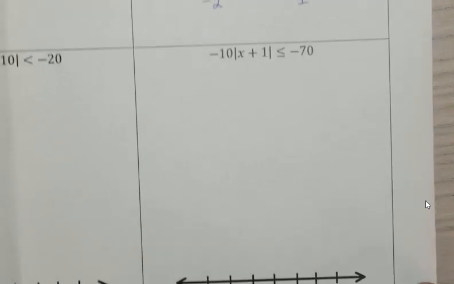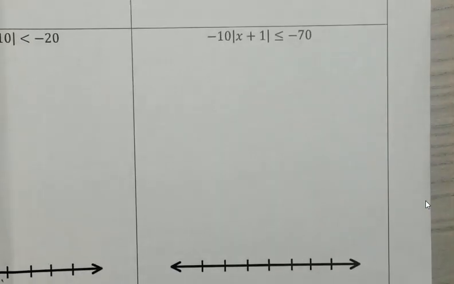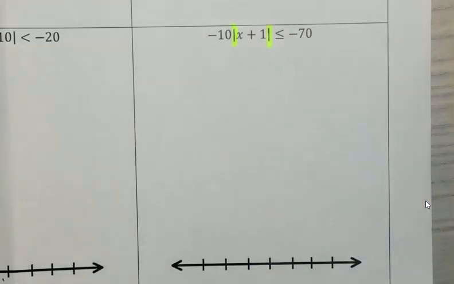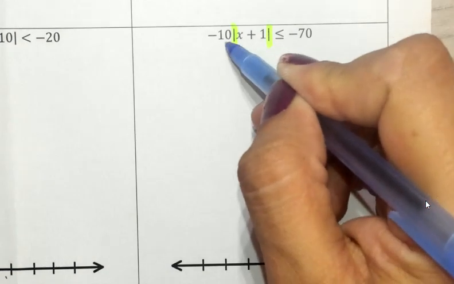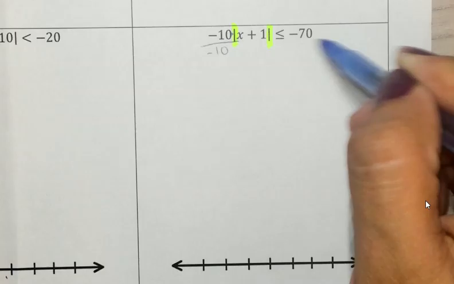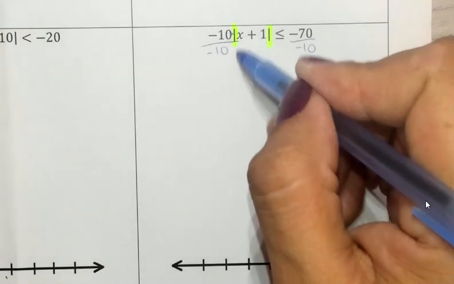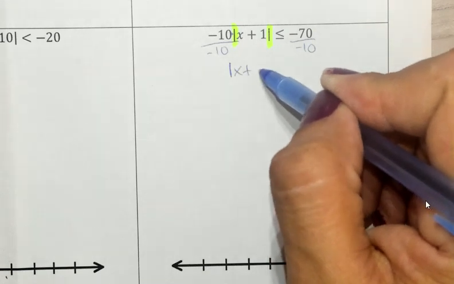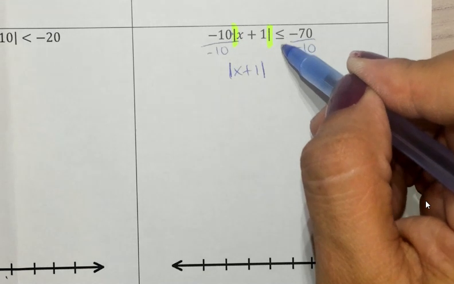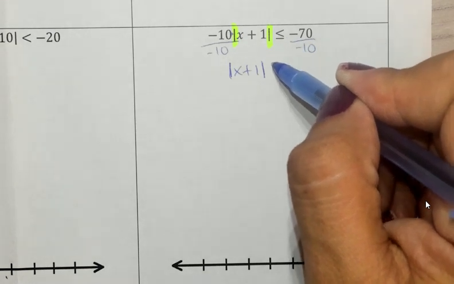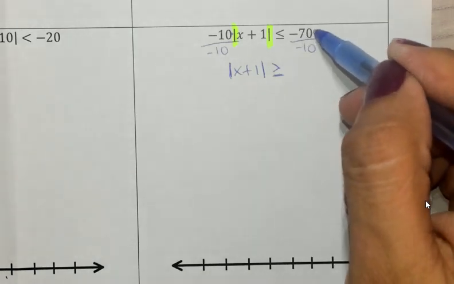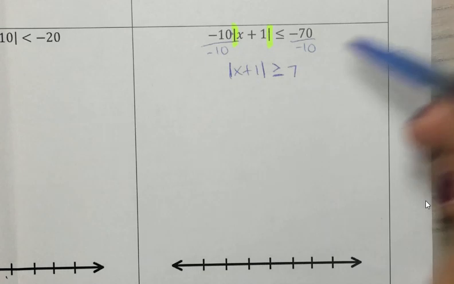For the next problem, we're going to have a -10 in the front. So to isolate the absolute value here, the -10 is multiplying right now, so to get rid of it, we'll divide by -10. Now the absolute value of x plus 1 doesn't change, but we're going to flip the symbol. We're going to apply the rule that dividing by a negative flips the symbol. And then negative 7 divided by negative 10 is positive 7.